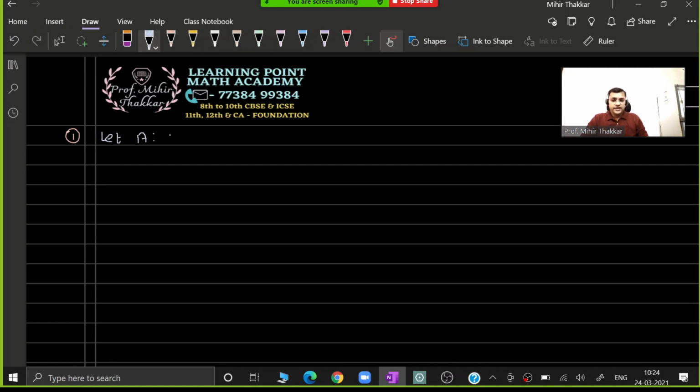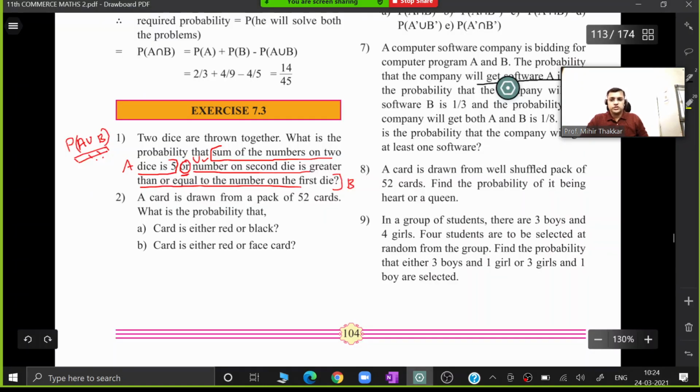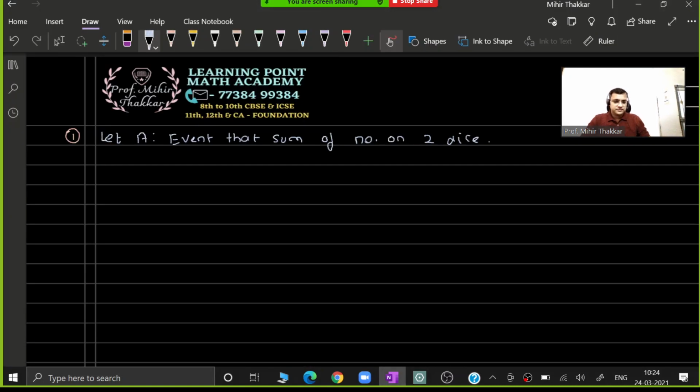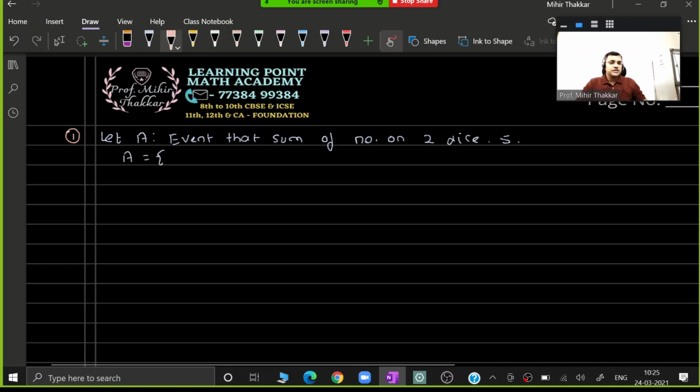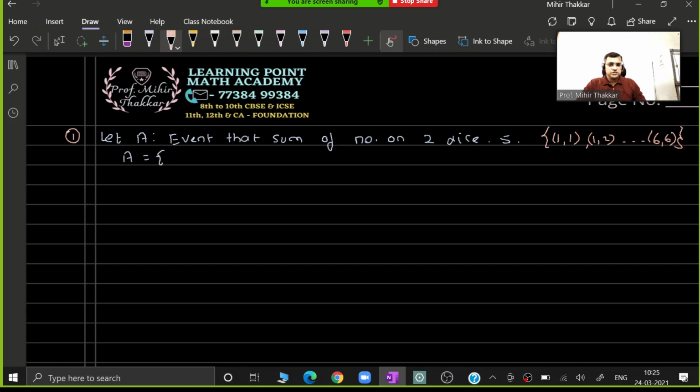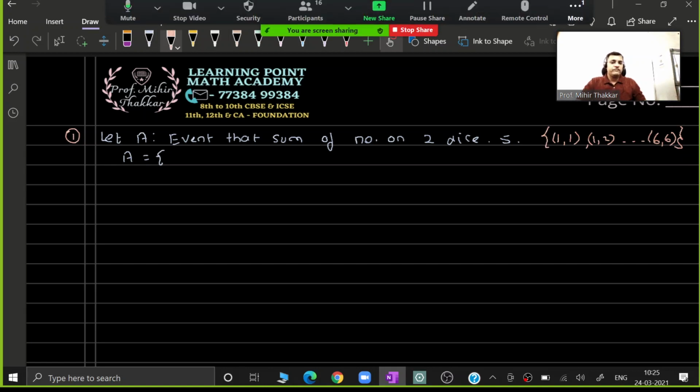Let A denote the event that the sum of the numbers on the two dice is 5. So what are the possible outcomes that the event A will have? If you remember, we had seen the sample space. It is 1 1, 1 2, up till 6 comma 6. That is, we have in all 36 outcomes.